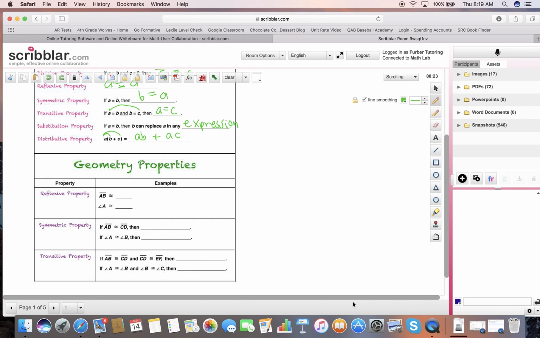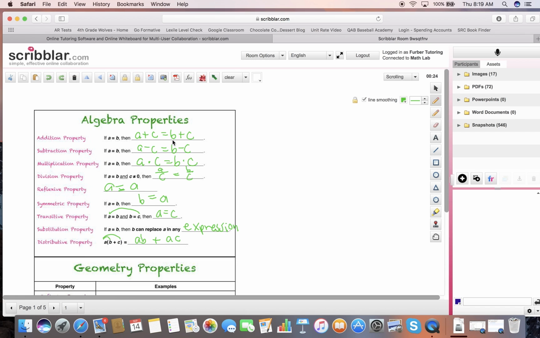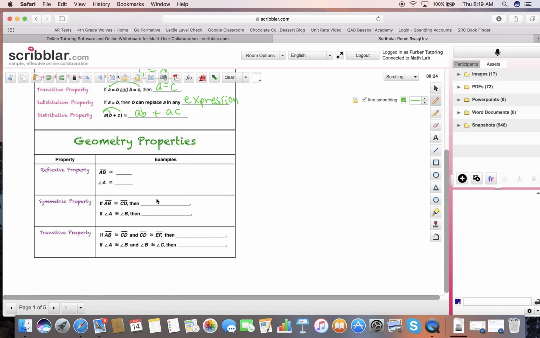In this video, we're going to go over a few geometry properties. Even though the properties are the same as the ones up here with algebra, we're now going to use segments and angles to represent them. All the properties that are up here still apply to geometry properties as well. I'm just giving you some examples of how these properties play out in geometry.